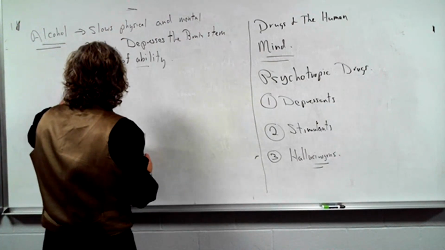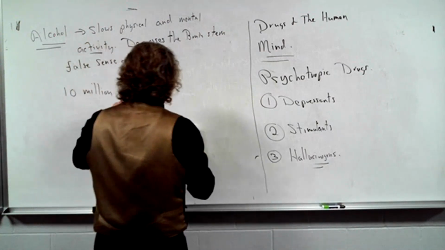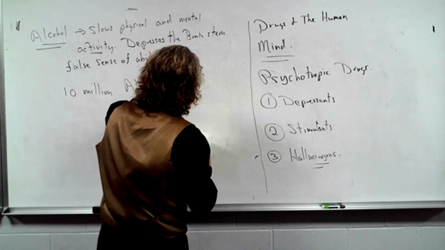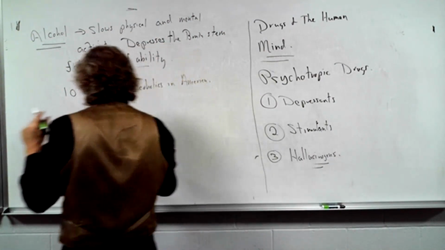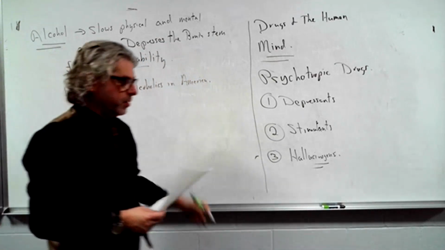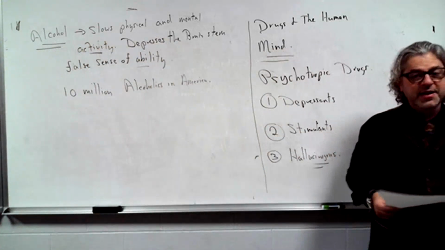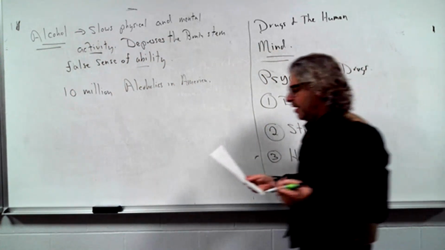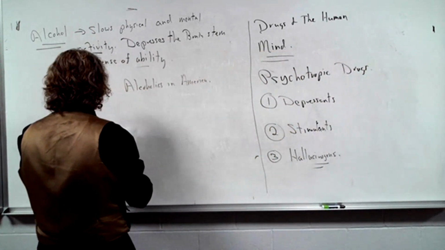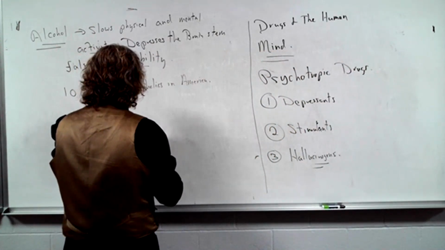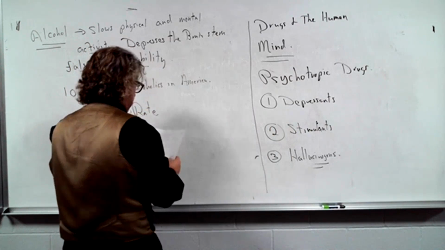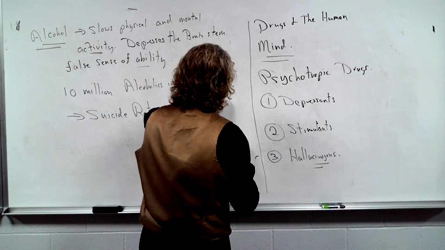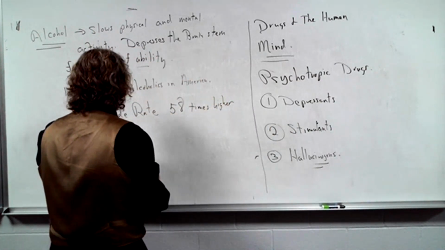Let's see, 10 million alcoholics in America. Probably a lot more just functioning alcoholics who are able to just drink before they go to bed, a lot. But they function so they don't register as alcoholics who are having troubles. Let's see. Suicide rate, 58 times higher for alcoholics.